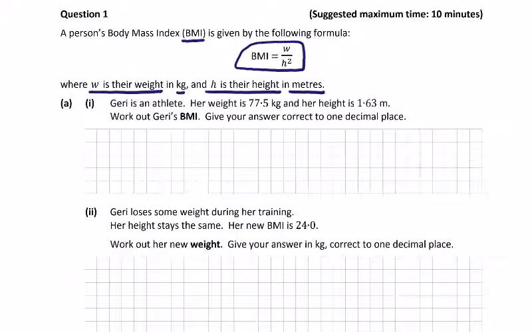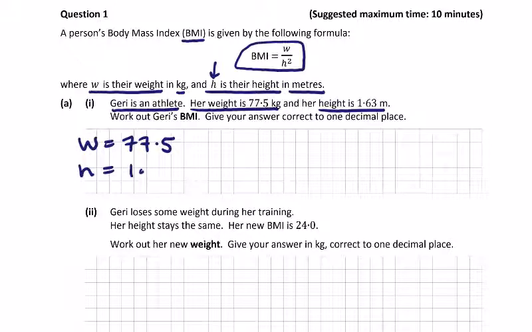So a lot of units going on here. Jerry is an athlete. Take your time. Her weight is 77.5. Weight is represented by W. Write it down. 77.5. Her height is 1.63. H is equal to 1.63. You can see what they're going to ask now. Work out her BMI. Nice easy question to start.